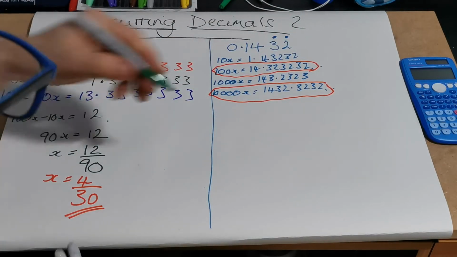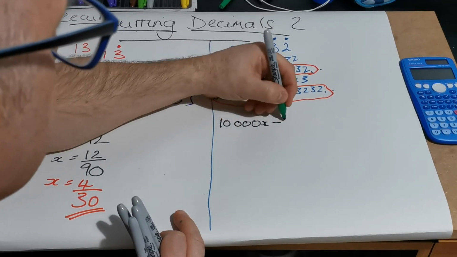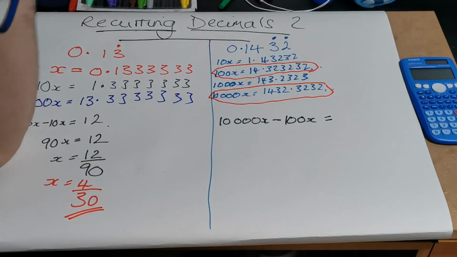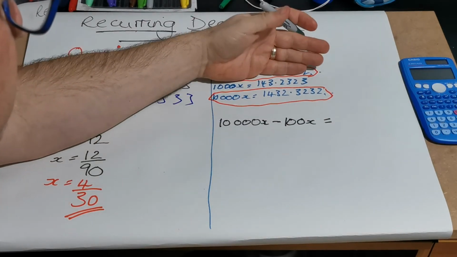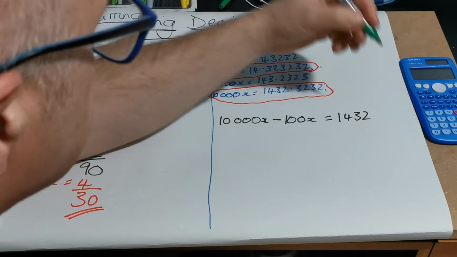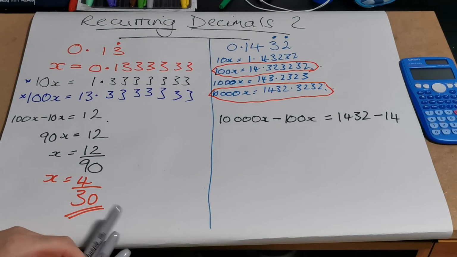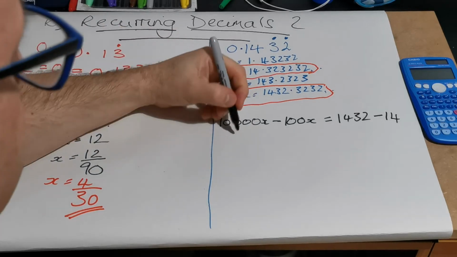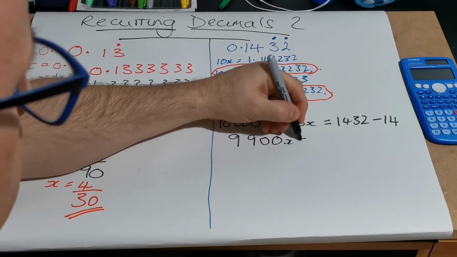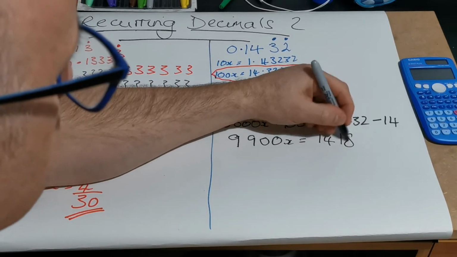So I'm going to have to do 10,000x take away 100x, and that's equal to, well, it's getting quite complicated now. I've got to take this away from that. I know that the decimals have disappeared, but I'm just going to write that down for a start. 1432 take away 14. So 10,000 take away 100 is 9,900x, and 1,432 take away 14 is 1,418.